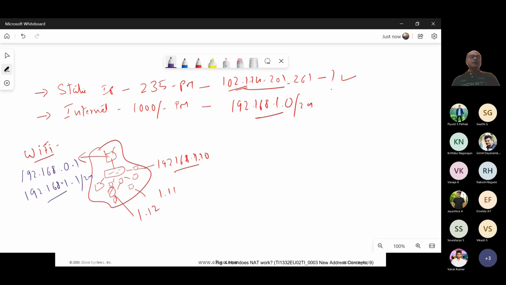If I type this in the URL of a web browser, it will ask for the credentials of my Wi-Fi router. I should enter the username and password, right? Then only it will let me access the router. So my question here is, this is not going to change, right? This is not going to change.